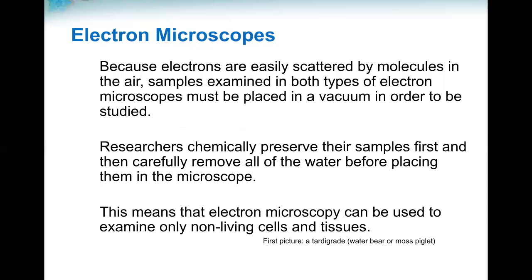Because electrons are easily scattered by molecules in the air, samples examined in both types of electron microscopes must be placed in a vacuum in order to be studied. Researchers chemically preserve their samples first and then carefully remove all of the water before placing them in the microscope. This means that electron microscopy can be used to examine only non-living cells and tissues.